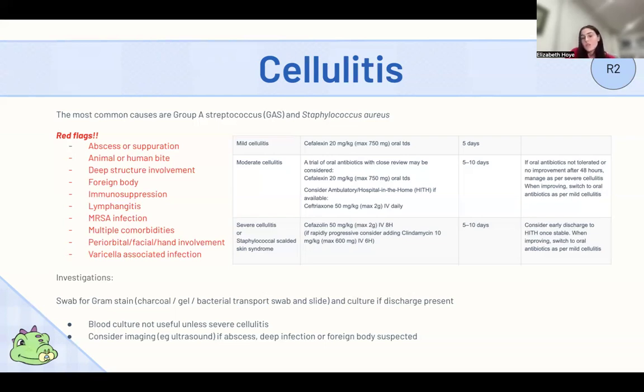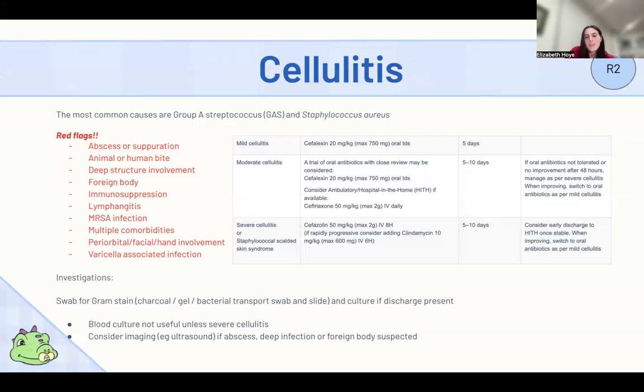So investigations, you can swab and culture if there's any discharge. Usually you shouldn't do a blood culture unless it's for severe cellulitis, and you can consider some imaging if you think there's an abscess, or again, the mechanism of infection might be a foreign body being left in there, if there's any deep infection, deep structures.